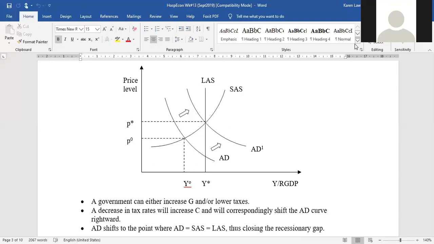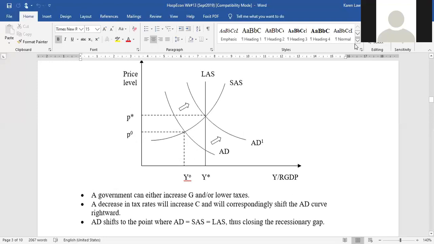So in order to close our recessionary gap and move the economy back to Y star, the government can do one of two things. The government can either increase government spending, putting people back to work, creating some kind of income flow, and or lower tax rates, which will then increase C, I, and net exports, depending on where those taxes are targeted. And that is how the government, through its fiscal policy, can move the economy back to Y star.